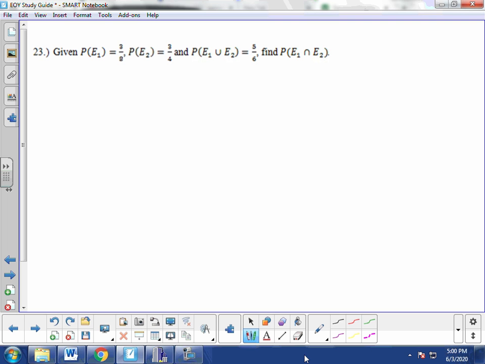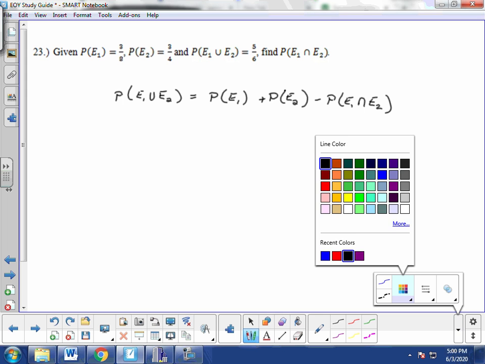So we had an equation for the probability for non-exclusive events. I'll go ahead and write out this entire equation. The probability for event 1 or event 2 occurring is the same as the probability for event 1 occurring plus the probability for event 2 occurring minus the probability for event 1 and event 2 occurring. So what I can do here is substitute in the information that I know.